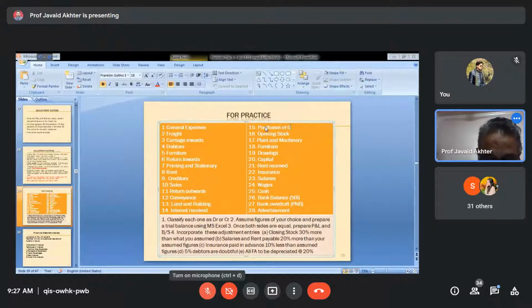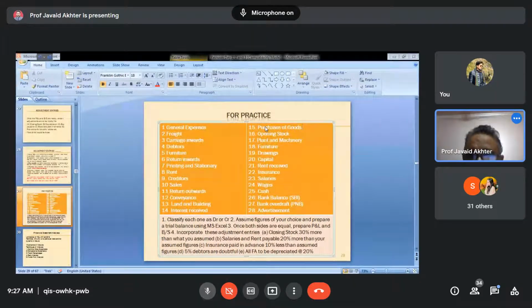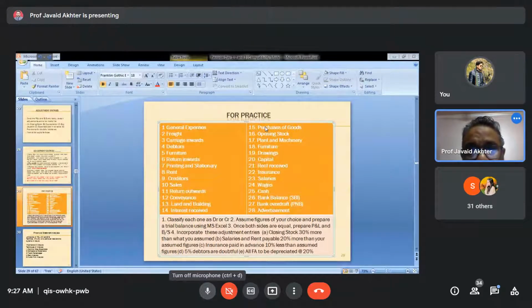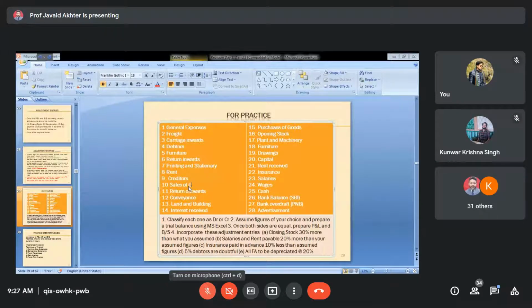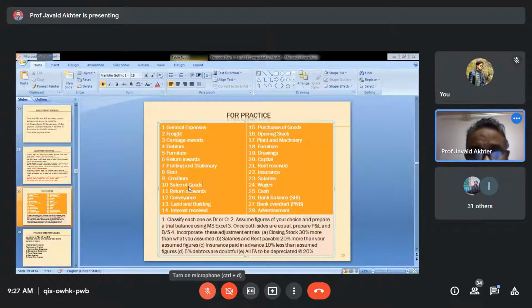Purchase of goods. What is it now? Expense. Asset or expense? Expense. Where will you show it? Debit side. If it is an expense, it will be shown in the profit and loss account. How about serial number 10? Revenue. Where will you show it? Profit and loss account.